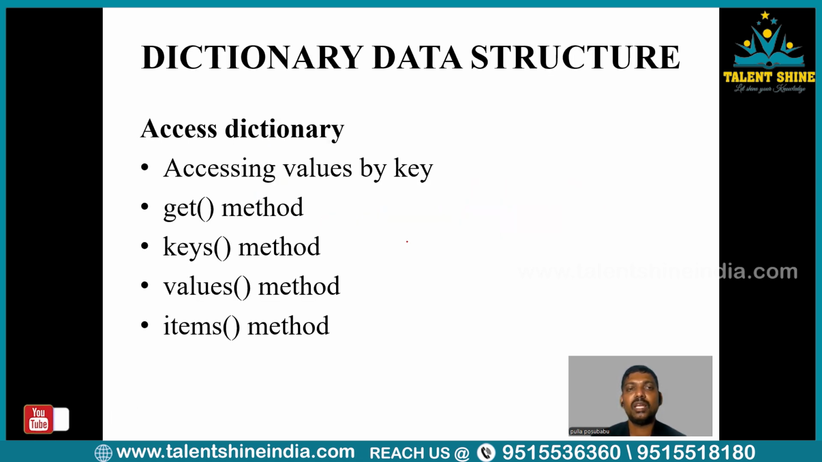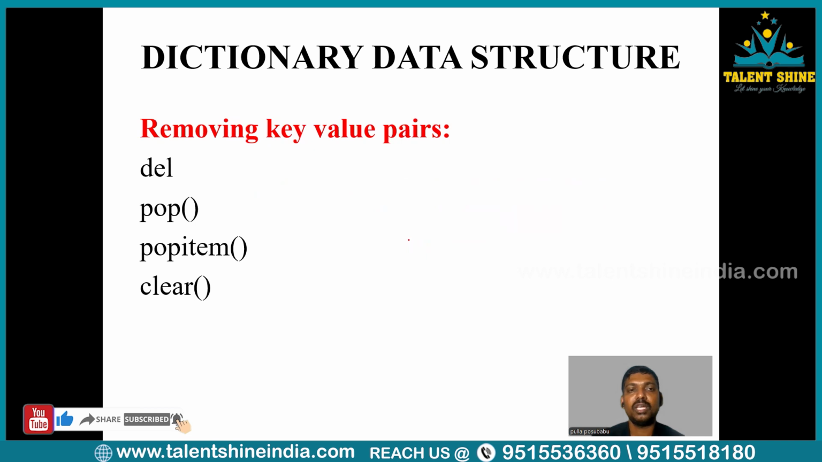In my previous tutorial, I discussed how to access dictionaries using various methods. In this tutorial, let us see how to remove key value pairs. These are the different methods available in order to remove key value pairs from the dictionary. In this tutorial, I would like to discuss the first two methods, the del method and the pop method. Without wasting much time, let us begin with the del method first.